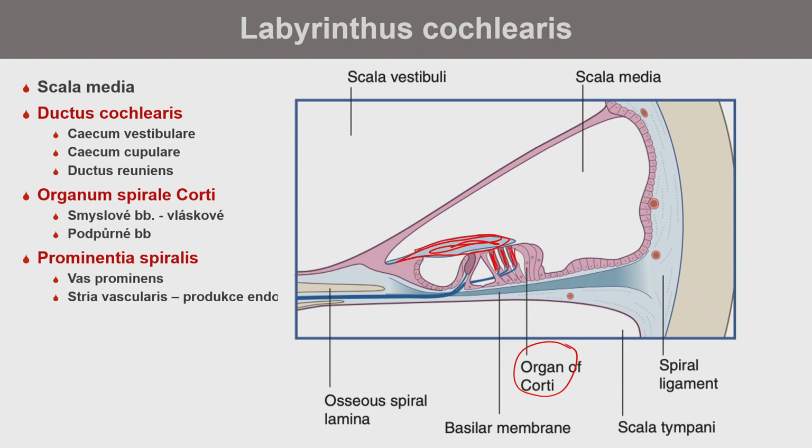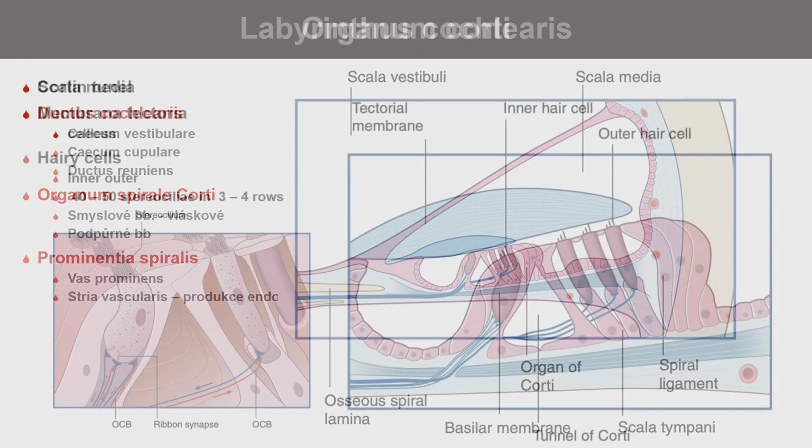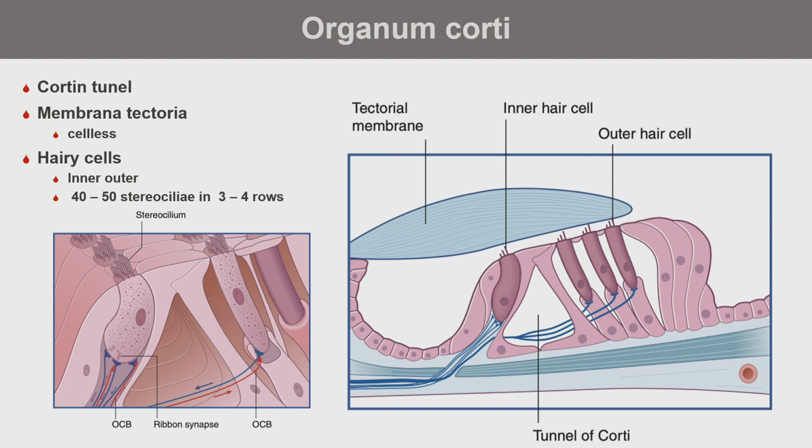sensitive sense cells, supporting cells, and also connection with neurons. In the scala media there is endolymph, and when this part is resonating and resonating this gelatinous substance, the mechanical stimuli are transmitted to the hair cells of this Corti organ.